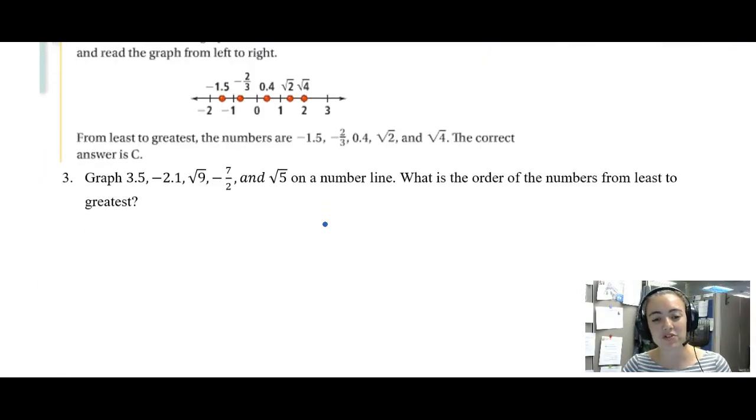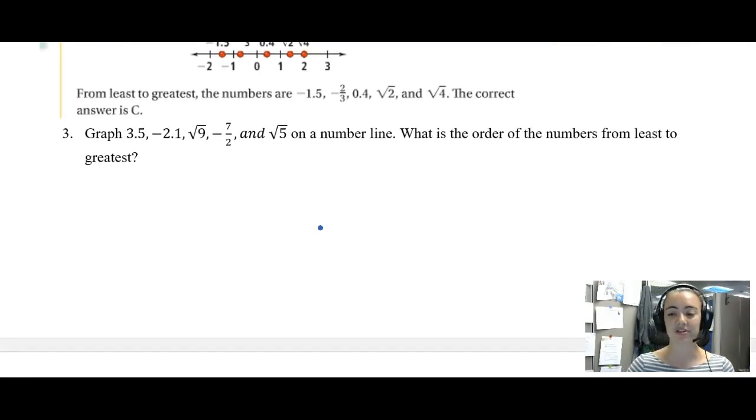So now that we reviewed how to graph and order, you're going to pause the video and try one on your own. Again, this helps you to see that you understand this question. It is also going to be turned in for your sample work assignment at the end of the unit.